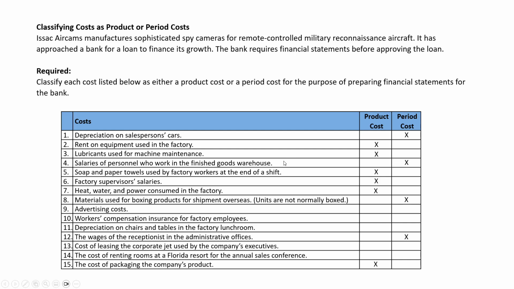Number 12 is again wages and salaries, but because this is part of the general management of the company, the receptionist is just handling calls and walk-ins for any part of the business. That's a general management of the company. Administrative costs, which is a non-manufacturing or period cost. Hopefully that helped you get some examples to distinguish between product and period costs.